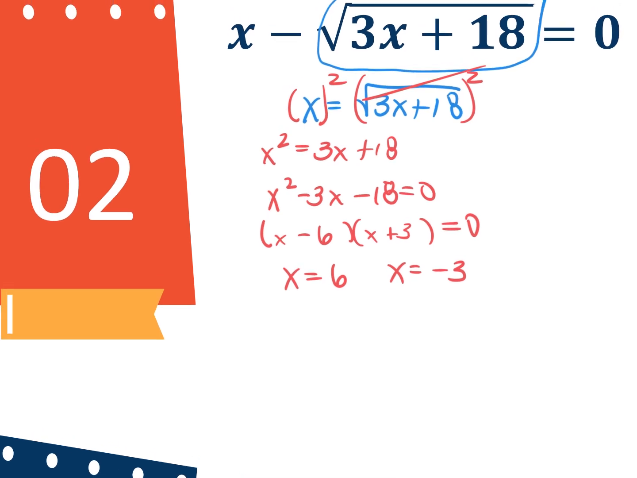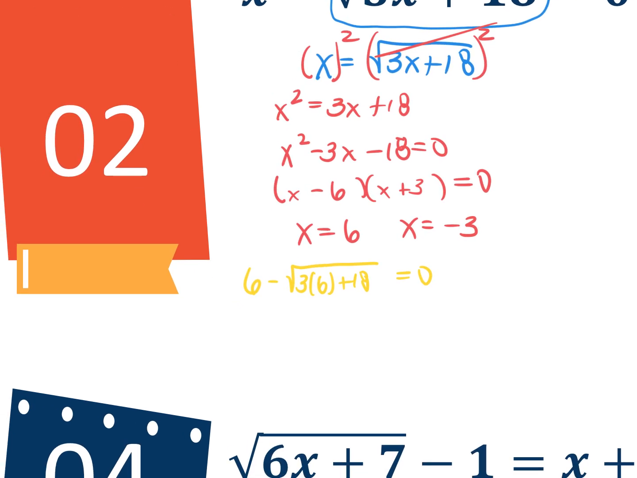We have to plug our solutions in and check to see if they're correct. So plug in 6 minus, well, the square root of 3 times 6 plus 18. Does that equal 0? So 6 minus the square root of 18 plus 18 equals 0.